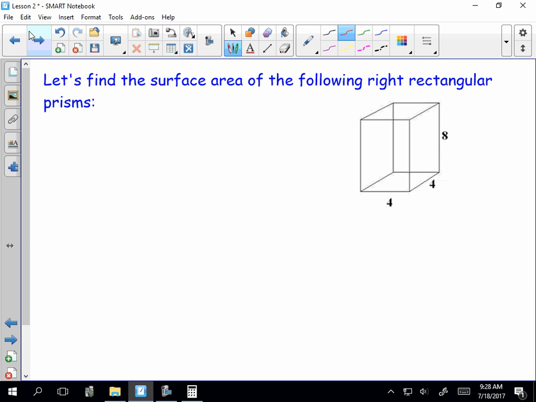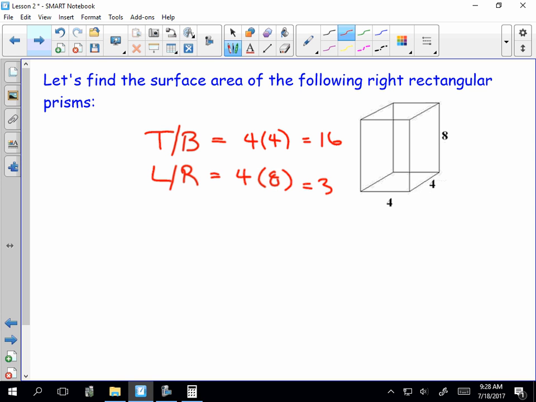So when we're looking at surface area of any shape, we always want to think about what are our different measurements. And in this case, we've got the top and bottom, which are both rectangles. So the top and bottom area would be a rectangle that is 4 by 4, and we'll have 2 of those. We have the left and the right side of this shape. Once again, 2 rectangles that are 4 by 8. Okay, so we've got 16 for each of those. We have 32 for the left and right sides.